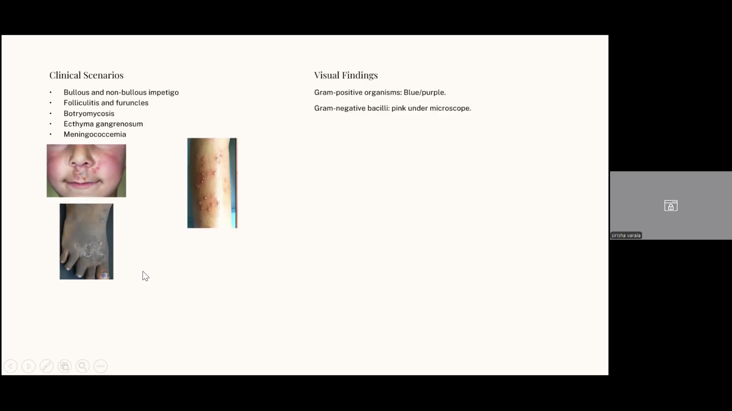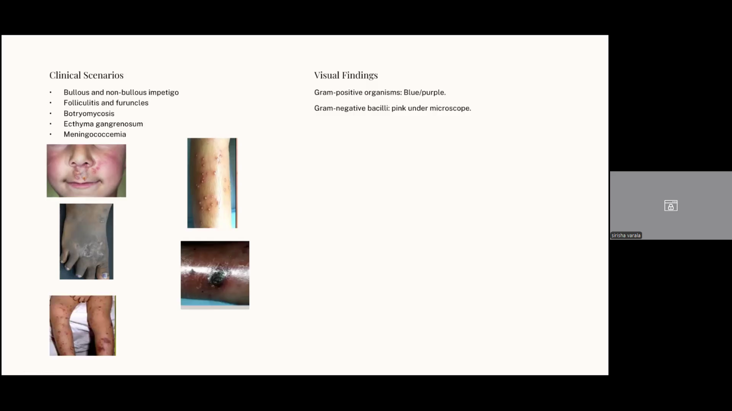Now, what is most important is conditions like this, ecthyma gangrenosum or meningococcal infections, where we need immediate therapy. Gram staining can be a useful adjuvant. Ecthyma gangrenosum is basically caused by Pseudomonas, so we need antibiotics targeting Pseudomonas. And in meningococcal infection, if you have lesions like blisters or eroded lesions, when there is active bacteremia, you will get a positive gram stain for meningococcus.